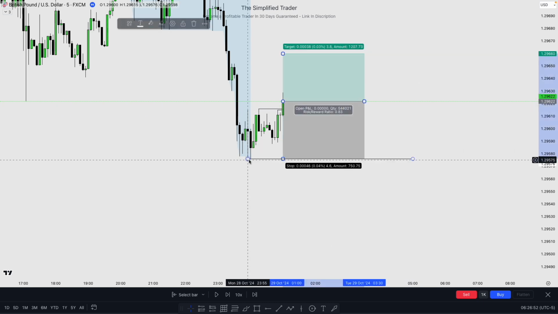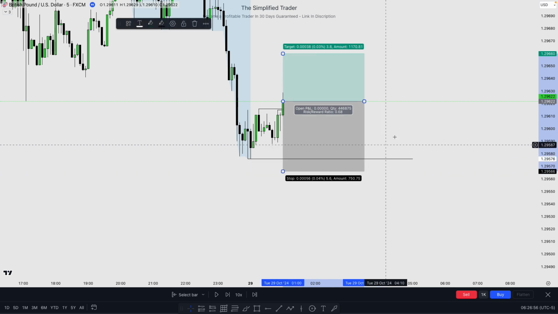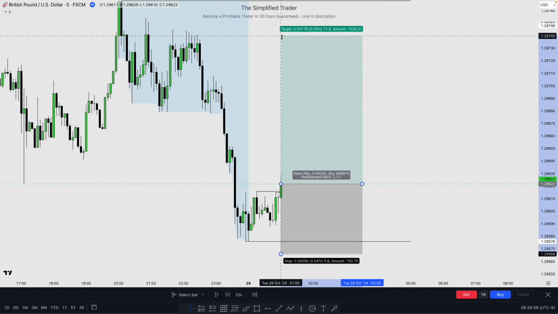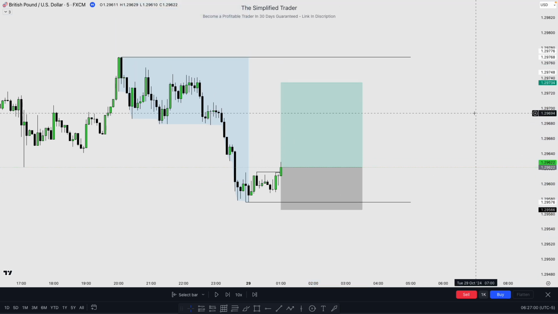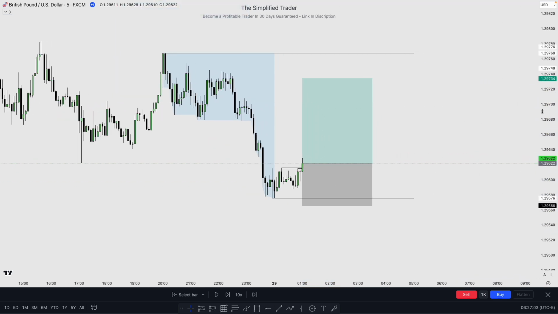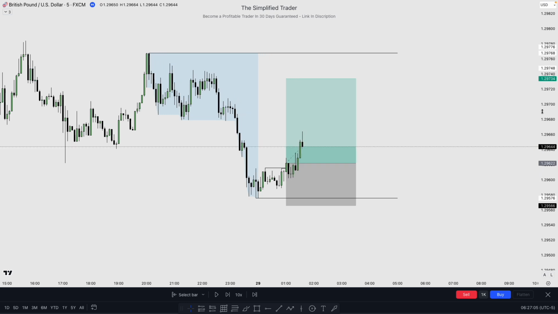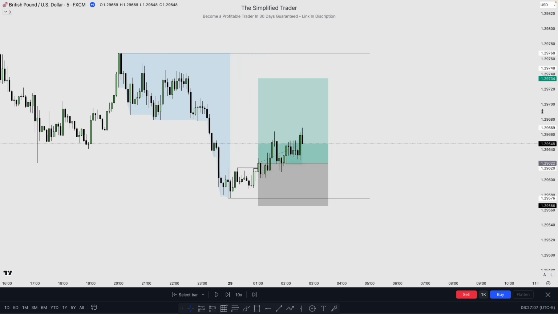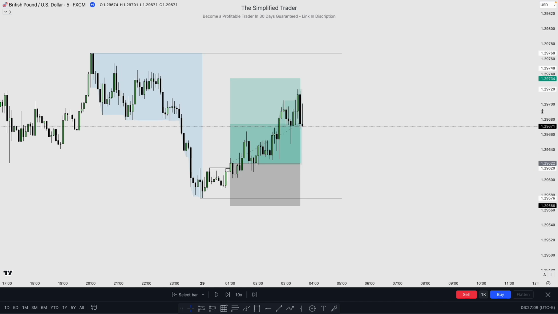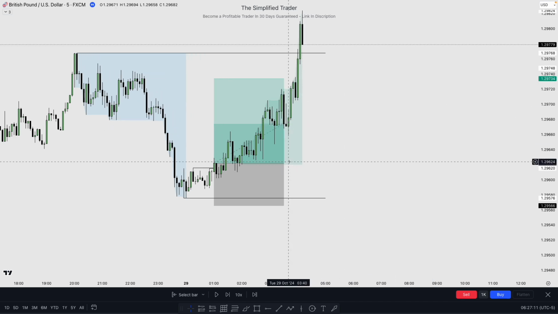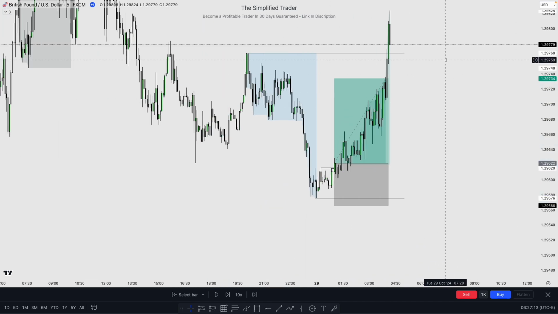It is very important that you wait for candle closures. Stop goes 1 pip below the low. And we target a 2R. That's it. Very easy. This is your trade. And you let price do its thing. And we are out of our trade.